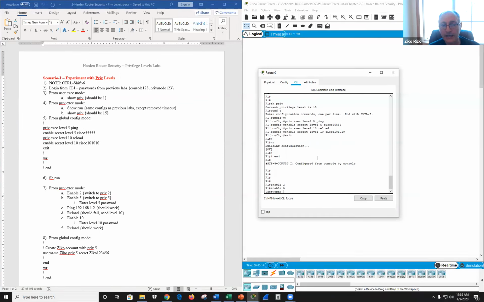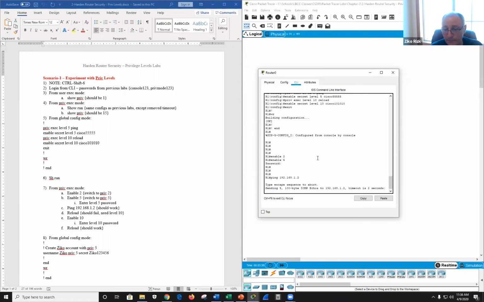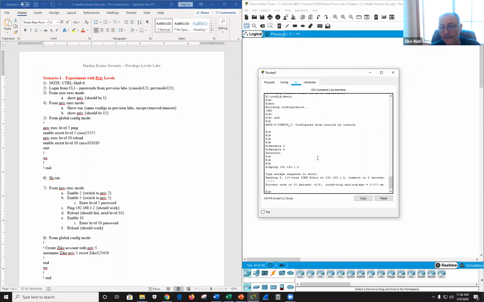And remember, you can create an account for Kodi, and then you can give Kodi privilege 5, 10, whatever. And I have a password, and it's Cisco 555555, because it has to be 10 characters or longer. Okay, and remember, all I can do with level 5 is ping. So I can ping 192.168.1.2. And it works.